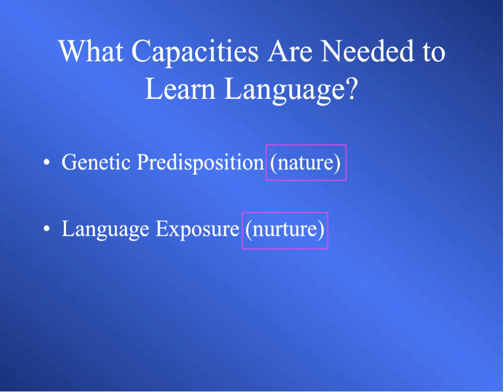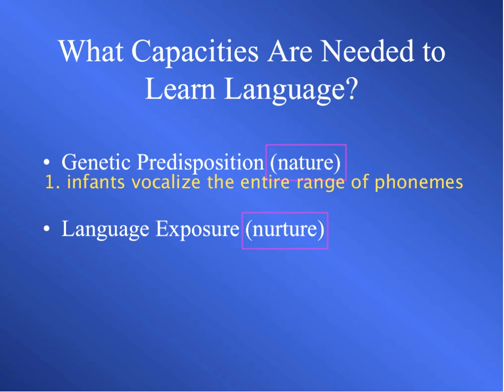The first piece of evidence that suggests a genetic predisposition to the development of language is the fact that infants vocalize the entire range of phonemes that are found in all the languages of the world. Think about that for a second. Infants vocalize, that is, they make noises that are consistent with all of the noises that are part of all the languages in the world.